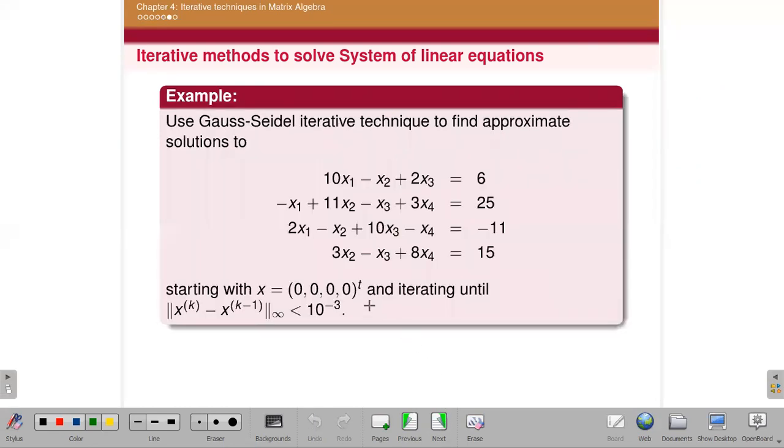So now we come to the question: use the Gauss-Seidel iterative technique to find the approximate solution to this system. Starting with the initial guess, these values will be given to you. This is the initial guess: 0, 0, 0, all the components are 0. And iterate till this is your tolerance, and you have to use the infinity norm here.